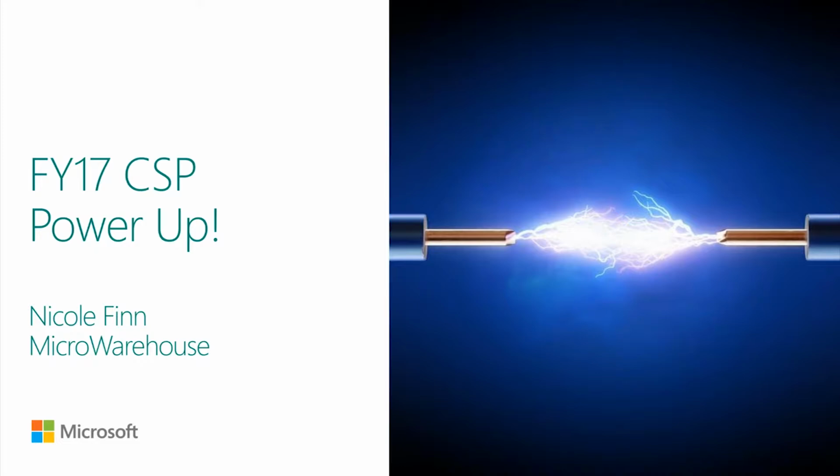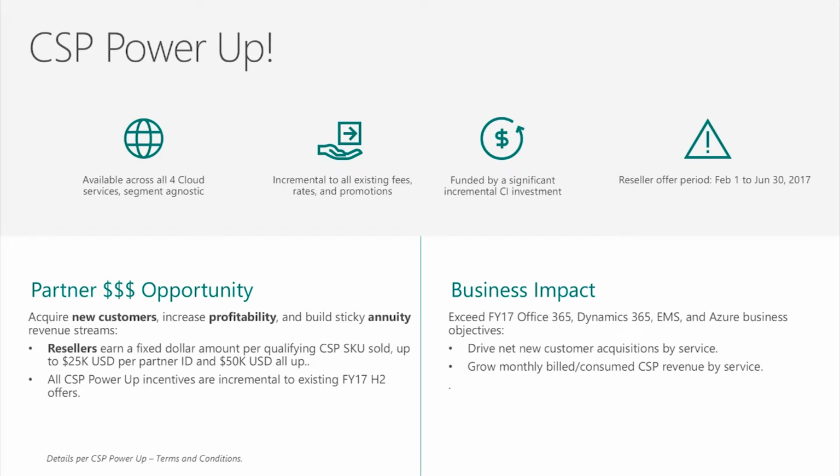So I'm going to kick off. The CSP Power Up is basically cashback the way we used to know it, but it's only available on CSP. So the partner opportunity here is that you can get new customers. Microsoft are literally giving you free money to get these new customers. So you're increasing your profitability, you're making your margin at point of sale, plus you're getting cash back on what you sell as well. And because it's Office 365, you're building sticky annuity revenue.